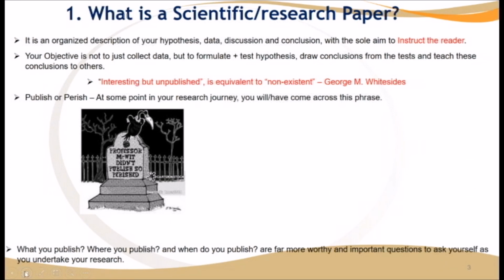Saying, "Professor McWitt didn't publish and so he perished." I think at a first glance or interaction with this phrase, it sounds so dreadful. It's such a closed off statement, but I want for us to unpack it a little bit more such that it makes sense. What is it that people mean when they say publish or perish?